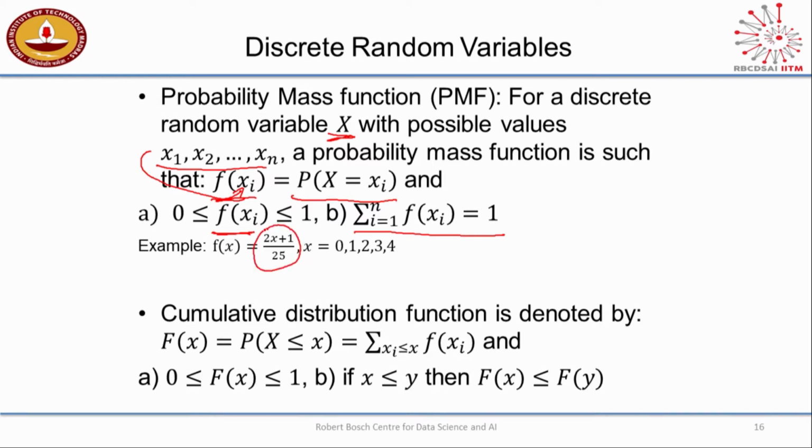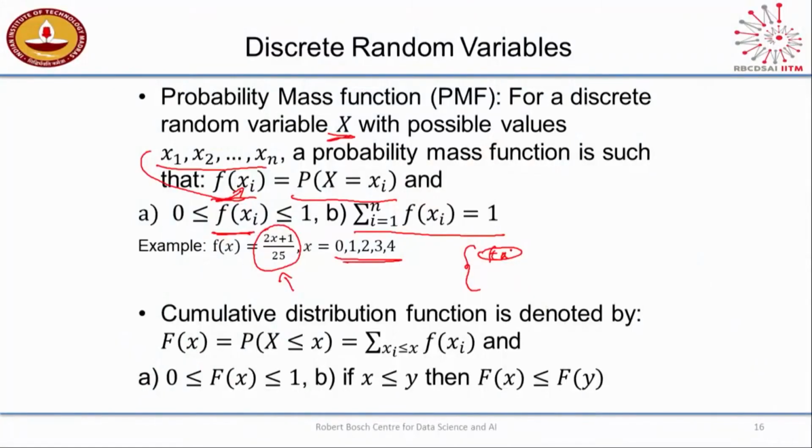If these are the possible outcomes, I should declare that this is applicable only for these outcomes. I can't substitute 6 and say that's a probability of 6. So more often than not, it's defined in this way: you'll have a function f of x, and you will say this is for x equal to 0, 1, 2, 3, and then you'll say it's 0 otherwise. So you just dot, dot, dot.